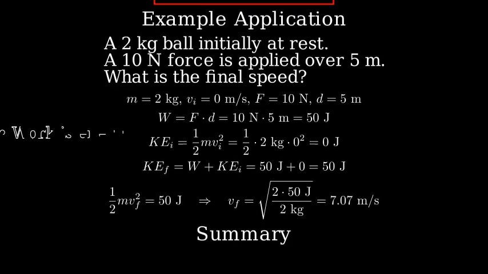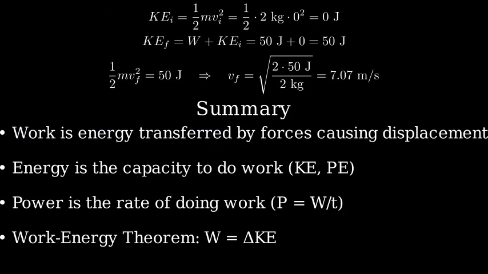Let's summarize what we've learned. Work is the energy transferred when a force moves an object through a distance. Energy is the capacity to do work, with kinetic energy being associated with motion and potential energy with position. Power is the rate at which work is done. The work-energy theorem states that the net work done on an object equals the change in its kinetic energy, providing a powerful tool for solving mechanics problems.